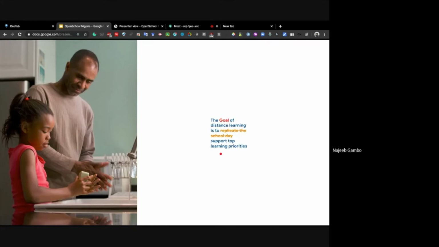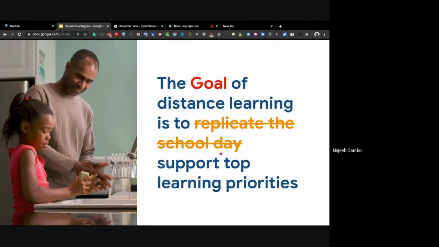One of the things we need to understand is that the goal of distance learning is to support top learning priorities. Look at it. I would expect, I paid probably like 120,000 for one of my kids. So I expect teachers to teach my son from 8 to 2 when we have traditional learning. Do I make the same expectation when it comes to online learning?